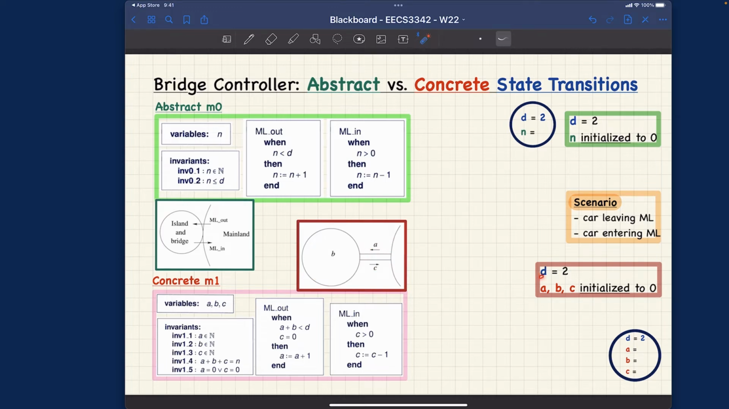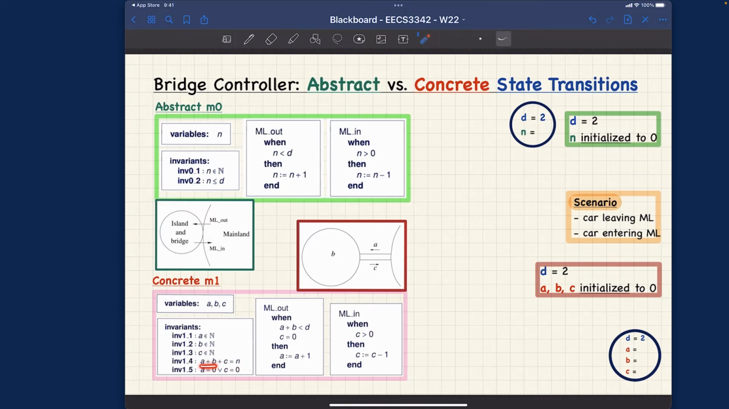So we have the same constants, and for initialization, we'll talk about the special init events a little bit later. For now, it's like a look ahead. In the abstract state, we said we will initialize n to be 0. Let's say in the concrete states, we also initialize a, b, and c to be 0. In this case, it makes sense because a plus b plus c all being 0 will be 0, which is equal to the 0 over here. So that one is satisfying this particular invariant number 4, right?